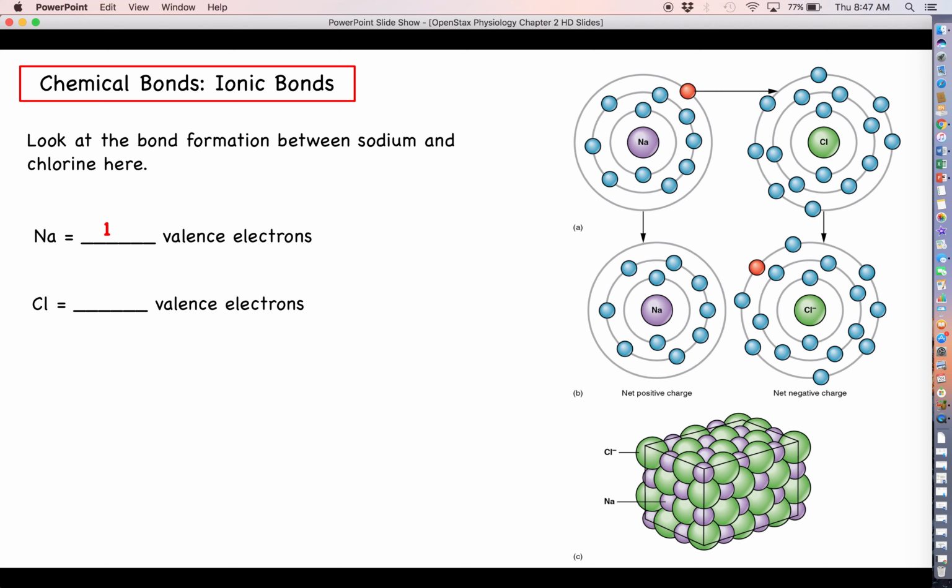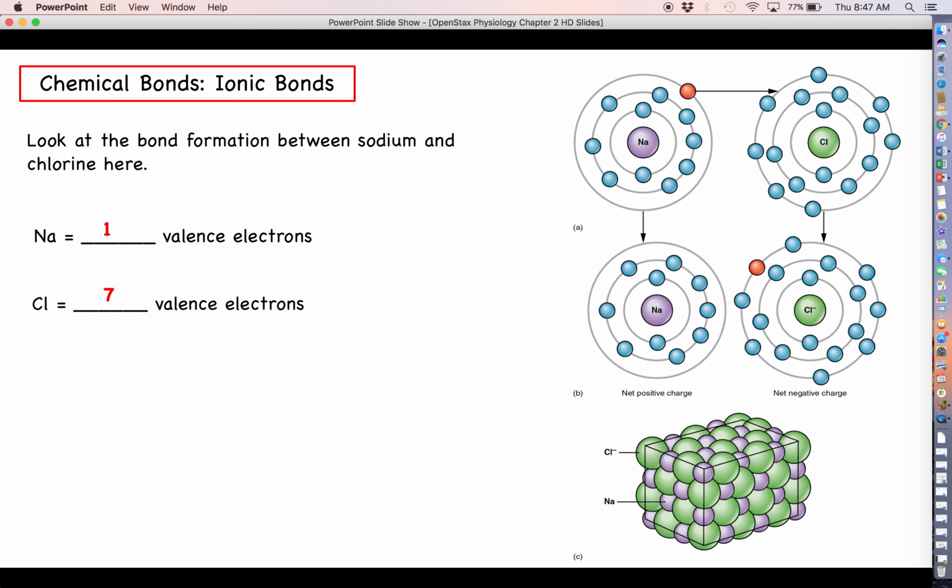Well, chlorine has 17 electrons. Again, 2 of them go in the first energy level, that leaves 15 left over. Another 8 goes in the second energy level, leaving 7 remaining electrons that will go in the third energy level, meaning that chlorine has 7 valence electrons. Well, we can go ahead and draw up a very simple exchange here that should make everyone happy. Sodium has 1 valence electron.